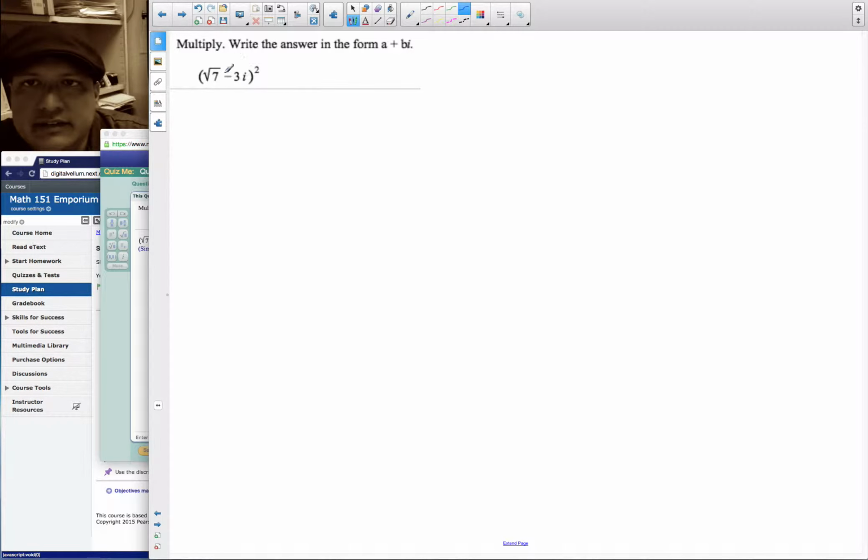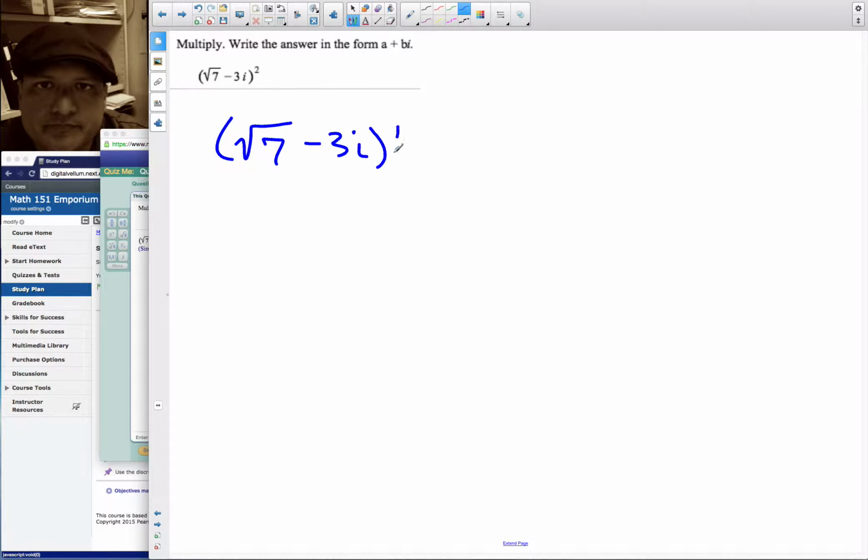Now, anytime, even when we don't have imaginary numbers, it's very tempting for the student to just say, oh, I'm just going to square the first and square the second. That's not how you do it. What you want to do is write it twice so that you're not tempted to do that. Okay, so now we just FOIL.